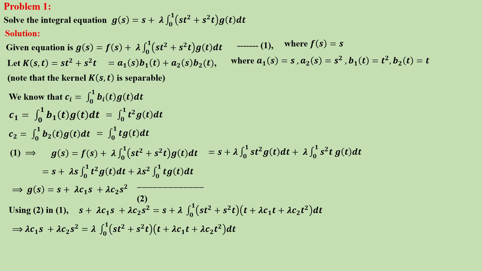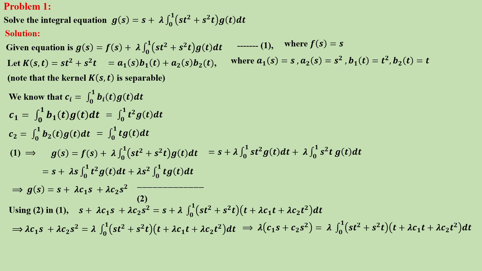So here, on the left hand side you have s, and on the right hand side you also have s, so both get cancelled, right? The remaining terms: lambda c1 s plus lambda c2 s square equal to lambda into the integral 0 to 1 of s t square plus s square t, into t plus lambda c1 t plus lambda c2 t square, dt.